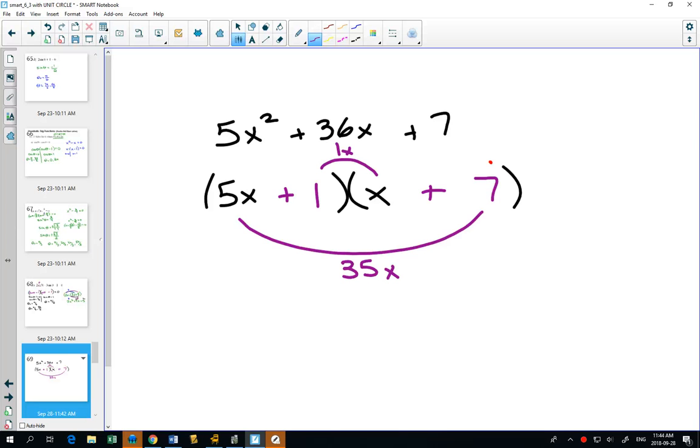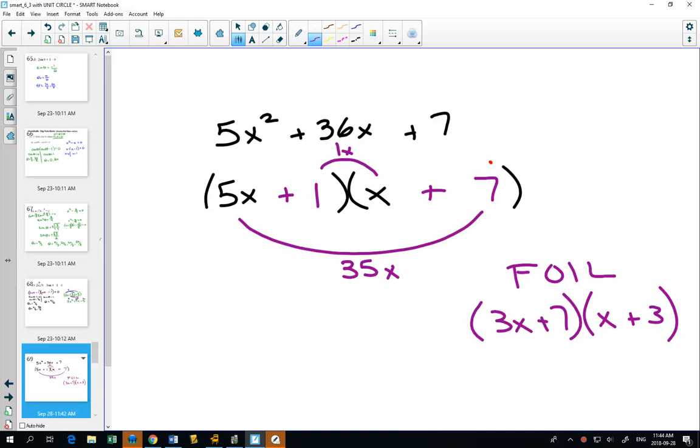So this method is just thinking about FOIL. It's looking at patterns when I multiply something like 3x plus 7 times x plus 3, and I multiply that all out, I'll get 3x squared, plus 9x plus 7x, which is plus 16x, plus 21. Okay? That's multiplying it out. If we want to factor, factoring is the reverse. It's like dividing. It's undoing the multiplication.